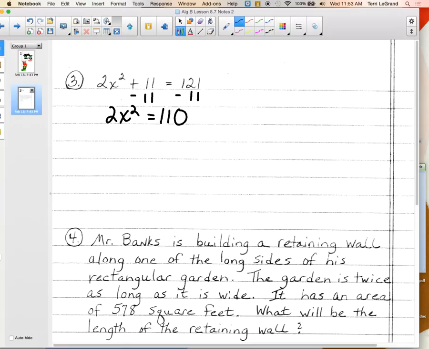What's going to be our next move? Divide by 2. Okay, so we'll take 2x squared, we'll divide it by 2. We'll take that 110, we'll divide it by 2. And then what will we do? What will we have? 55. We're going to have x squared equals 55.